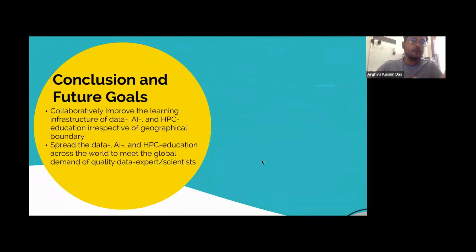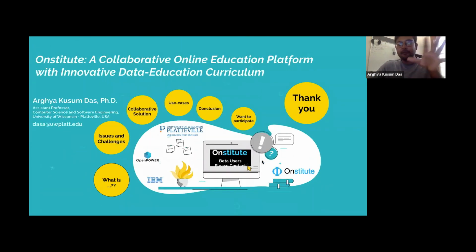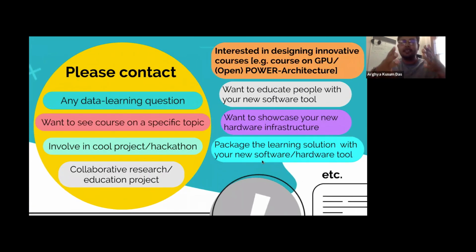So the future goals are to collaboratively improve the AI and learning infrastructure of the data, as I have shown, and irrespective of geographical boundary, spread the data, AI and HPC education across the world to meet the global demand for quality data experts, so that there is no gap between the job demand as well as the labor supply from the educational institutes.